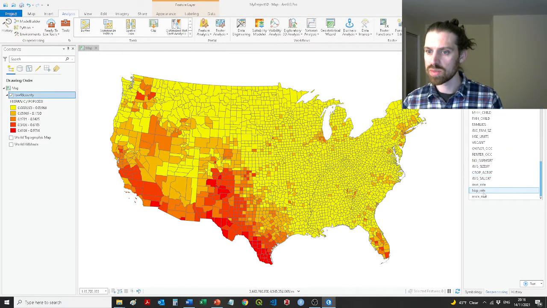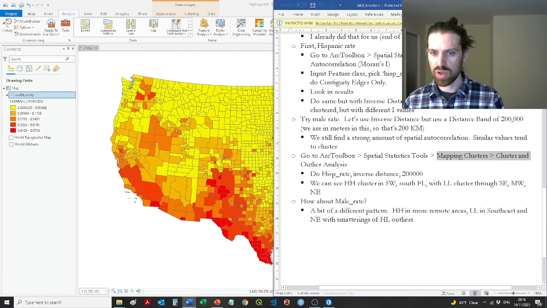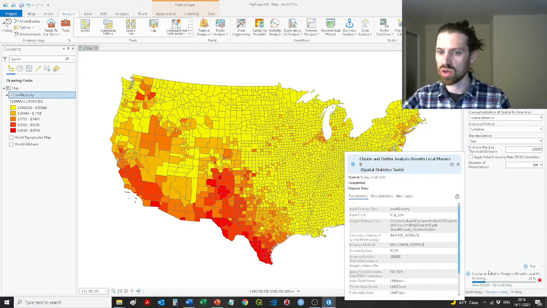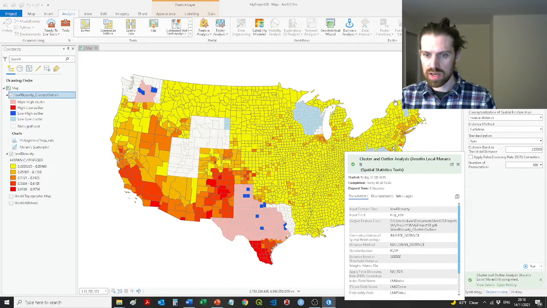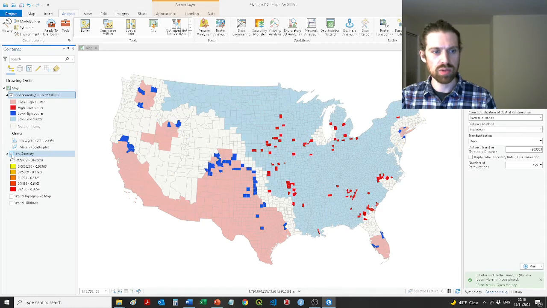Let's put in the Hispanic rate again, which is what we've got here, inverse distance weighting, and use 200,000. So inverse distance weighting, and then for the distance band threshold, put in 200,000 meters, so it's 200 kilometers. And we've got our processing taking place right now.